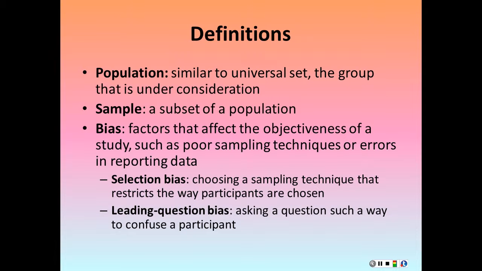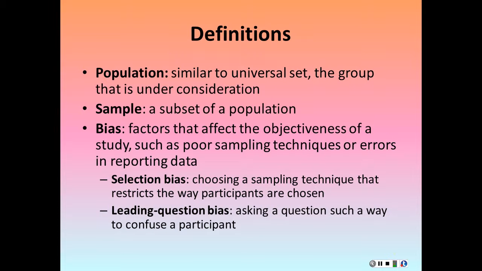Bias: factors that affect the objectiveness of a study. Poor sampling techniques, errors in reporting data, even bias created by the participants in your study. Some of the more common or more significant ones are selection bias, which is where you choose a sampling technique that restricts the way participants are chosen.